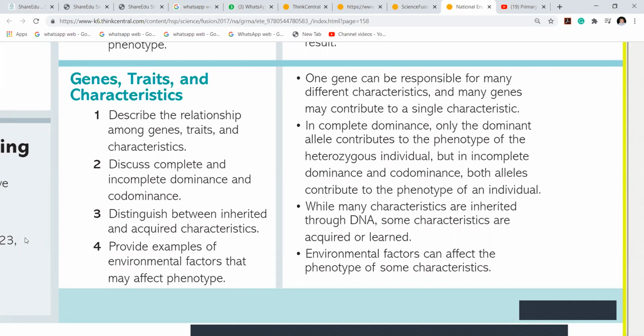Come on. What are you waiting for, Malak? Discuss complete and incomplete. Girls, when I say complete and incomplete and codominance, remember that fish. Complete means complete blue color. Incomplete means a mixture of that, like green color. Then codominance, half green and half blue. See that? Yesterday what we did? Yesterday we discussed complete and incomplete dominance and codominance.